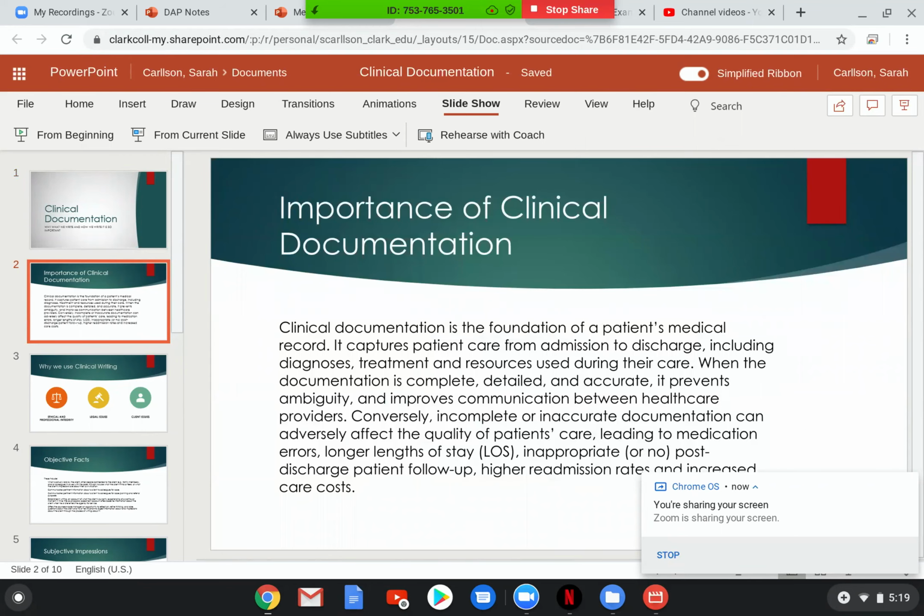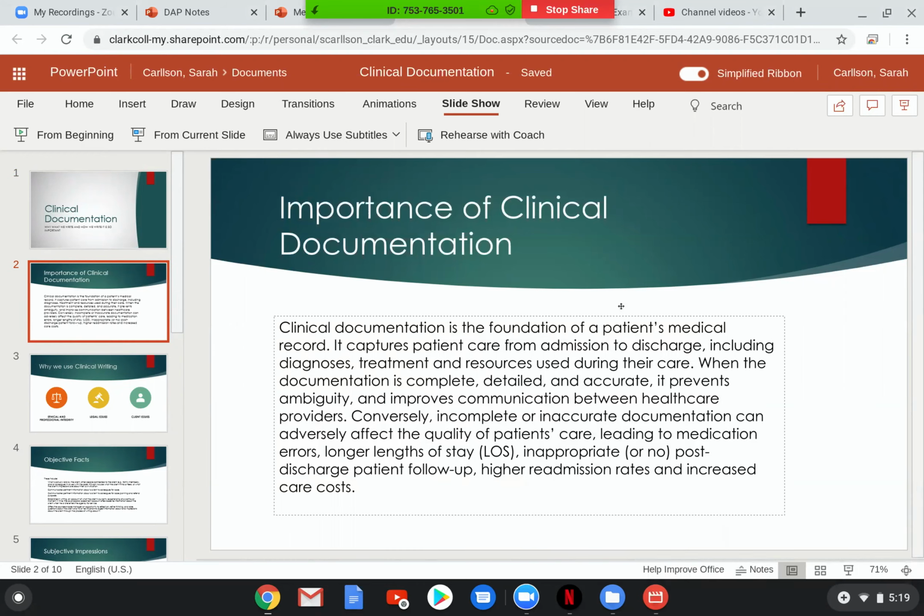So clinical documentation is the foundation of a patient's medical record, in this case, behavioral health record. It captures patient care from admission to discharge. So the notes that we're going to be focusing on in this class are called progress notes. So the purpose of the notes are to assess the progress of the patient through treatment, whether or not they're meeting their treatment goals, if their symptoms are getting worse or better. So these are the things that we're going to encompass in these notes.